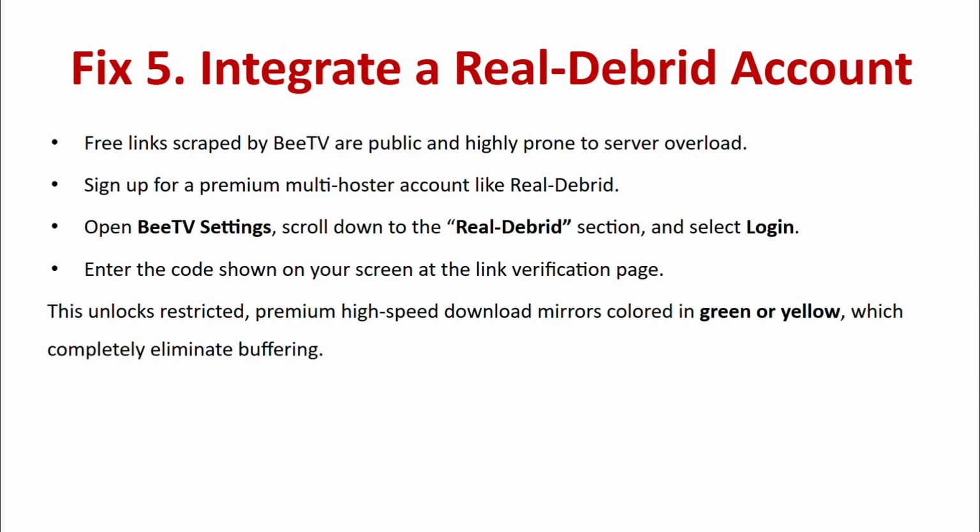Fix 5. Integrate a Real Debrid account. Free links scraped by BTV are public and highly prone to server overload. So sign up for a premium multi-hoster account like Real Debrid. Open BTV settings, then scroll down to the Real Debrid section and select Login. Enter the code shown on your screen at the link verification page. This unlocks restricted premium high-speed download mirrors colored in green or yellow, which completely eliminate buffering.